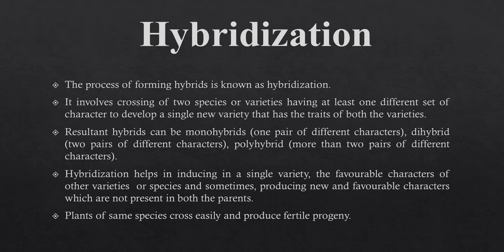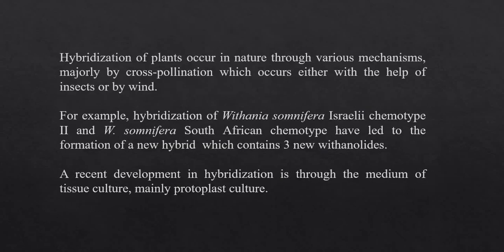So plants of the same species can cross easily and produce a fertile progeny. So hybridization of plants occurs in nature through various mechanisms, but majorly by cross pollination, that is by the transfer of pollen grains, which can be with the help of insects or with the help of wind. An example of hybridization is Withania somnifera, which we also call Ashwagandha.